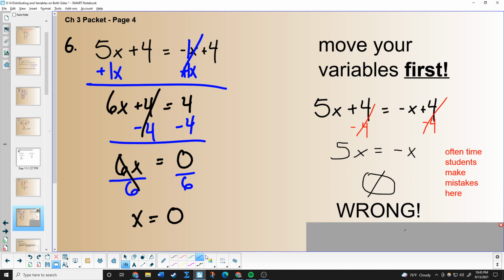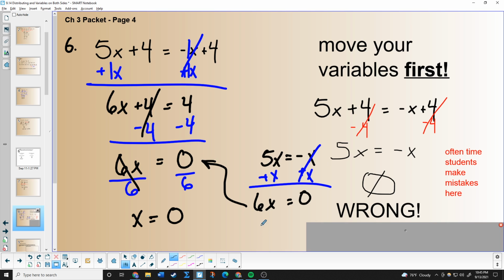This problem is not done. We have not collected all our variables on one side. So technically, you would have to keep going here. So this would be 5x equals negative x. Well, we have to add that x onto both sides. It crosses out here, and we're left with 0 equals 6x. And then we're back to where we were at this stage, where you'll divide by 6 on both sides. So that's where my warning comes in. Is it possible to do it this way? Yes. Will students still make mistakes doing it this way? Yes, it's something I see all the time. So really get in the habit of moving your variables first, and it will help you to avoid this pitfall that I see students get into.